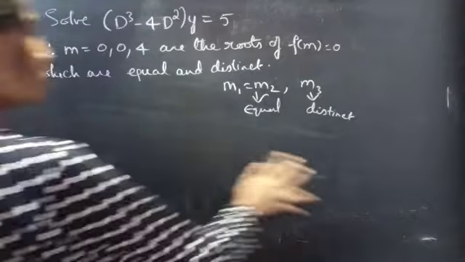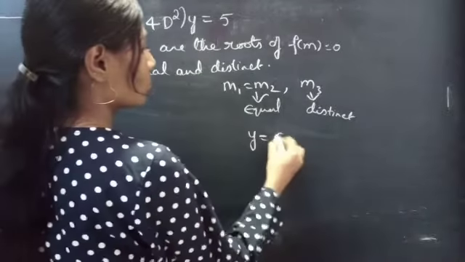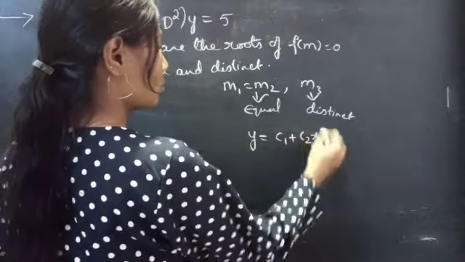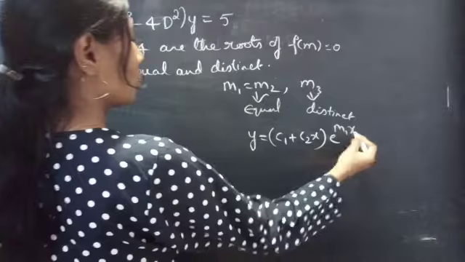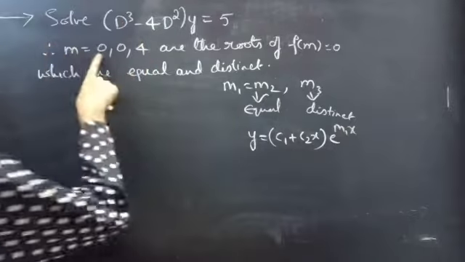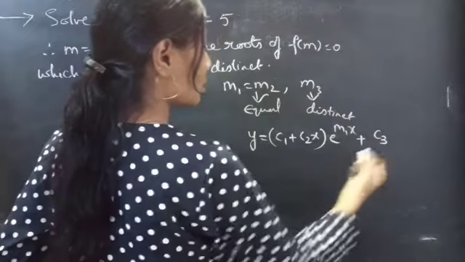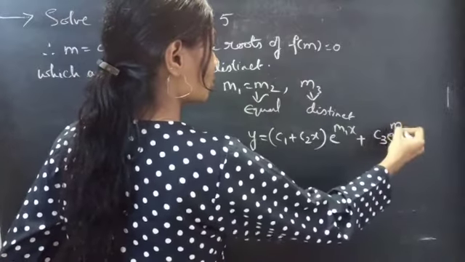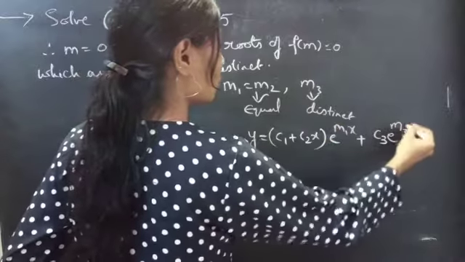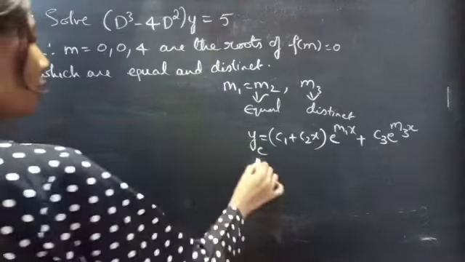If we have two equal roots and one distinct root, then the solution is given by y equals (c1 plus c2 x) into e power m1 x. Since m1 equals m2, you will write 0 into x, plus for the distinct root, take another constant c3 into e power the distinct root into x. Okay, the complementary function will be.